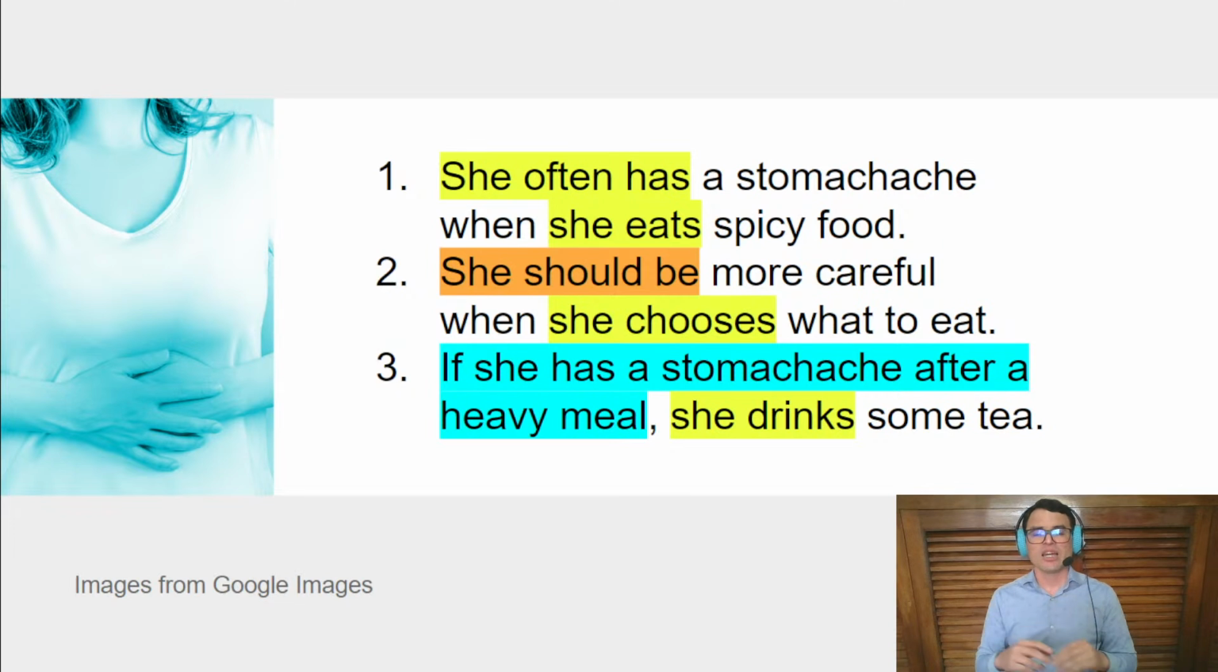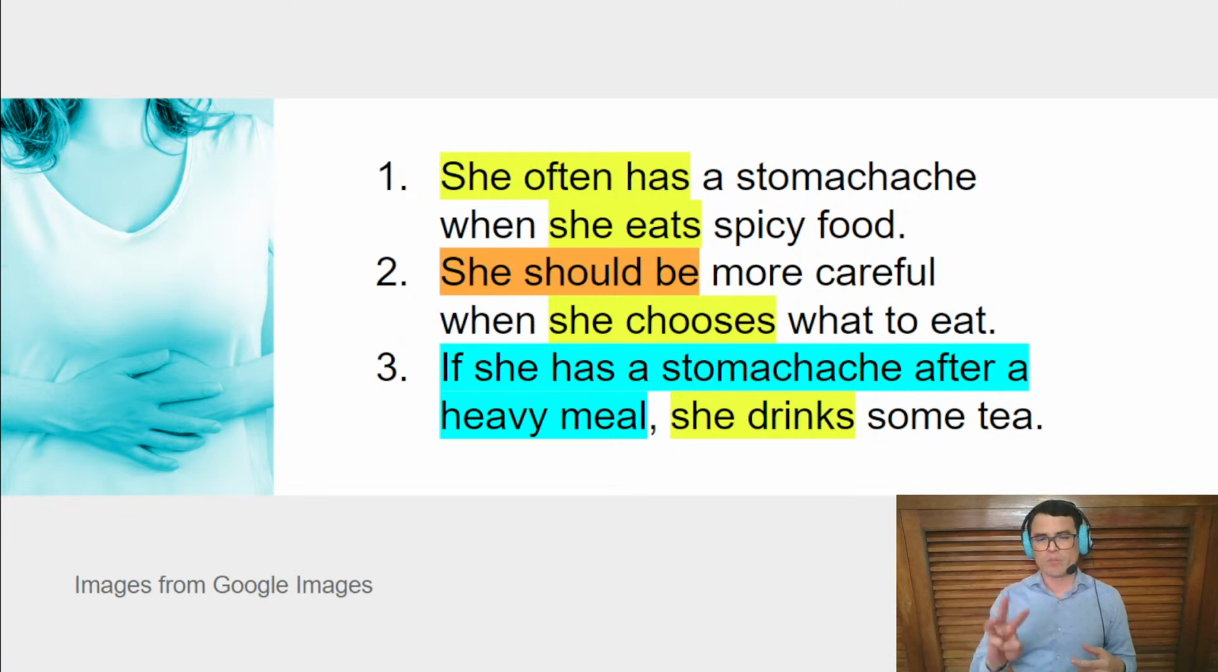She eats. Number two, suggestions. She should be more careful when she chooses what to eat. She should be, advice, suggestions. Subject, she, modal verb, should, verb, be. She should be. Okay. Now, next, she chooses. You have she, the subject, and chooses is the verb conjugated in simple present to talk about facts. She should be, suggestion. She chooses, fact, simple present.